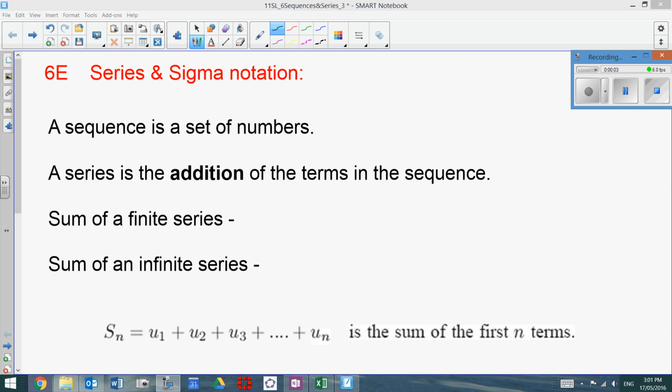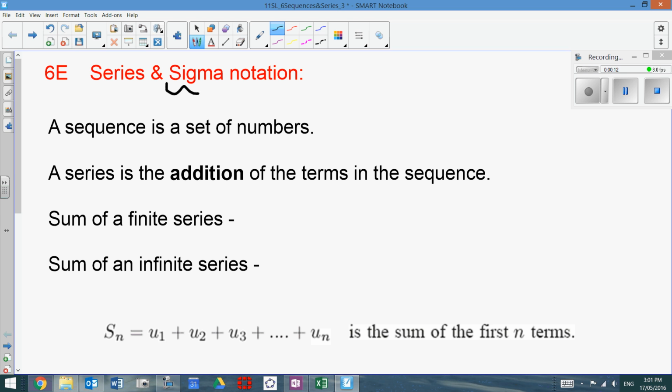Hello, IB. We're going to look at series and how sigma notation plays in with the different formulas that we've been using. Sigma notation is a shorter way for us to write down the answer to a series. When you look through a sequence, we know that it's just a set of numbers that have a pattern and have a common difference or a common ratio.